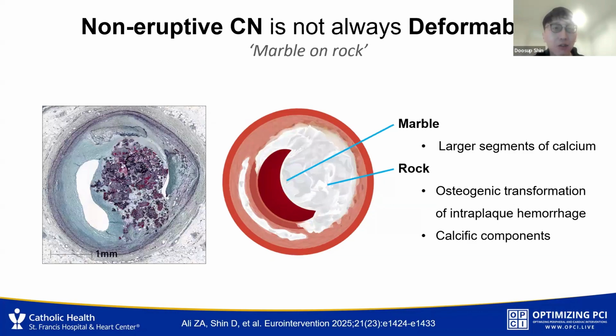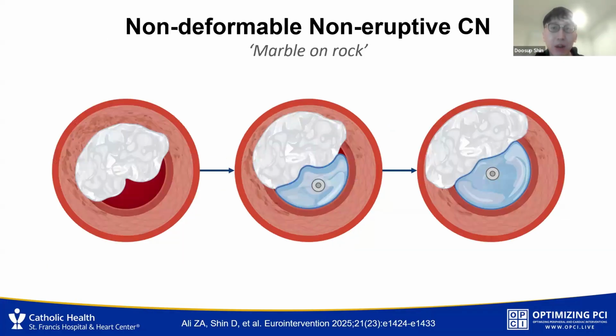In contrast, non-eruptive nodules are not always deformable. Think of this as a marble sitting on top of a rock. The marble means a larger segment of calcium, and on the inner side, there is a big chunk of calcium from the osteogenic transformation of intraplaque hemorrhage. In this scenario, balloon angioplasty may not be able to deform or push the protruding part of the calcified nodule away.